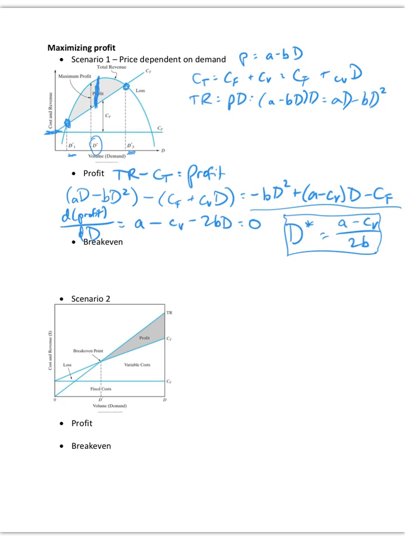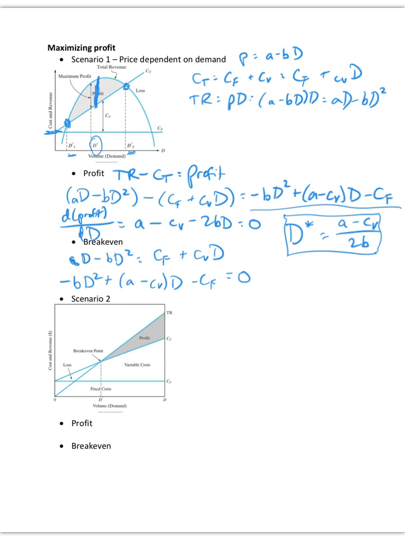Let's figure out what those are. At the break-even points, the revenue is going to equal the costs. So my revenue function, AD minus BD squared, equals my cost function, C sub F plus C sub V D. Rearranging this like I did before, minus BD squared plus A minus C sub V times D minus C sub F equals 0. I put them on the same side, done some factoring and so forth, and I get this.